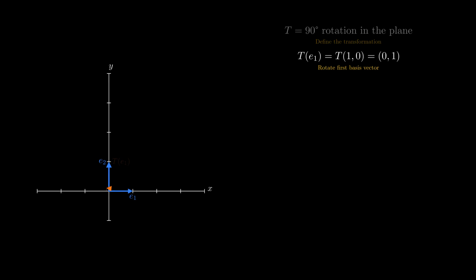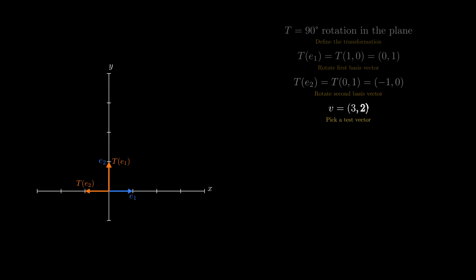Let's make this concrete. Take T to be a 90-degree rotation in the plane. We only need to know what it does to the standard basis. T of e1, the vector (1, 0), rotates to (0, 1). T of e2, the vector (0, 1), rotates to (-1, 0). That's it, just 2 outputs.